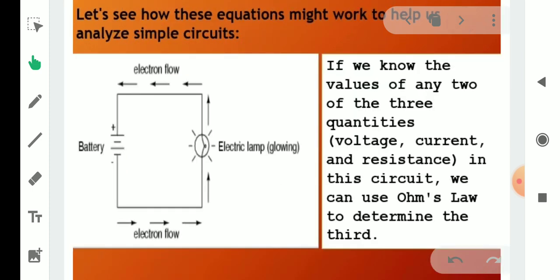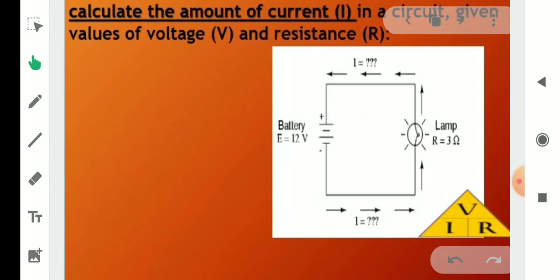Let's see how this equation might work to help us analyze simple circuits. You can see here there is a simple circuit with a battery and an electric lamp. The potential difference is applied through the battery, and the electric lamp is glowing. If you know the values of any two of these three quantities, we can calculate the voltage, current or resistance in this circuit by using Ohm's law, to determine the third one. Now let us see the problem.